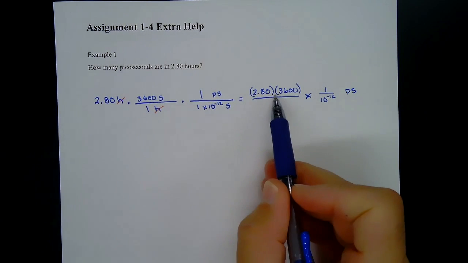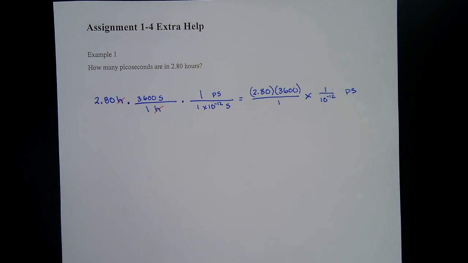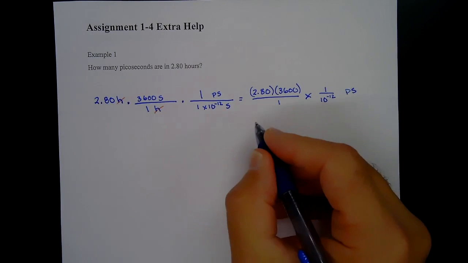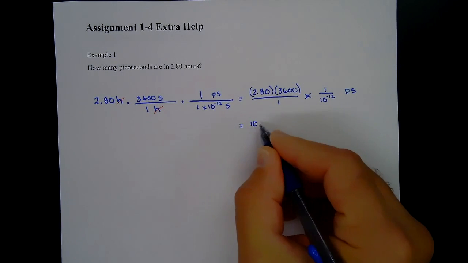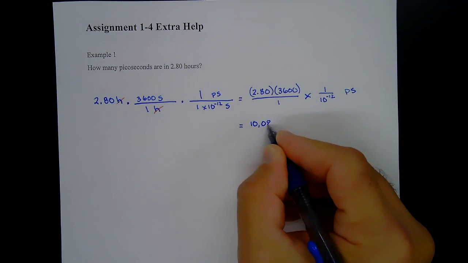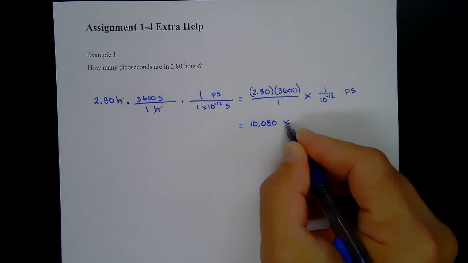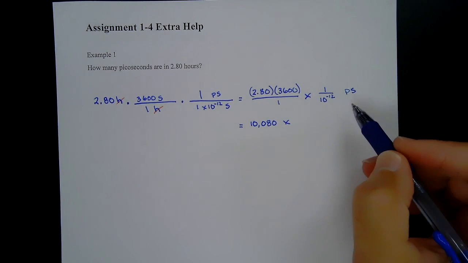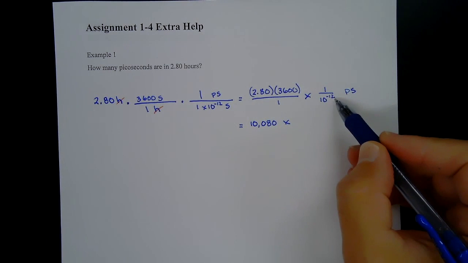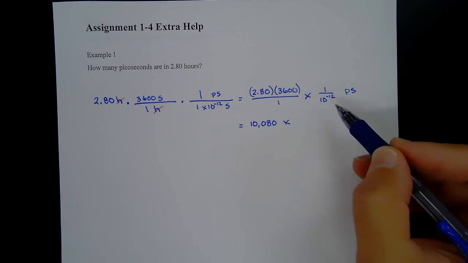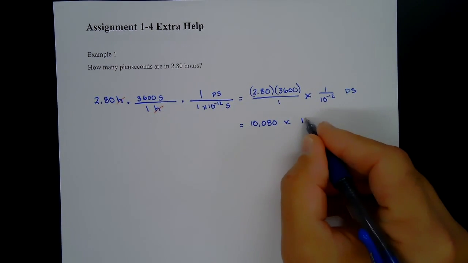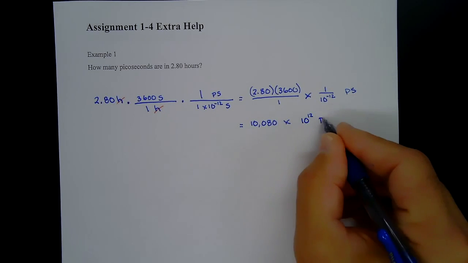So 2.80 times 3,600, I'm going to put that into my calculator. Be careful, I started to type it in wrong. And that's 10,080. So this is equal to 10,080 times, and we need to know from our math classes that 1 over 10 to the negative 12th really is the same as 10 to the 12th. So that's times 10 to the 12th picoseconds.